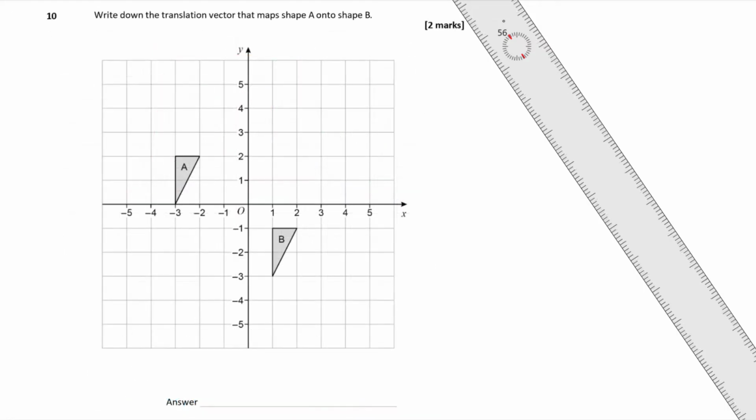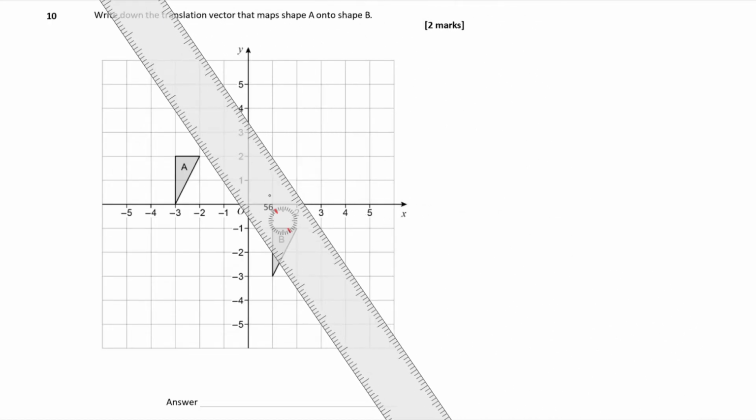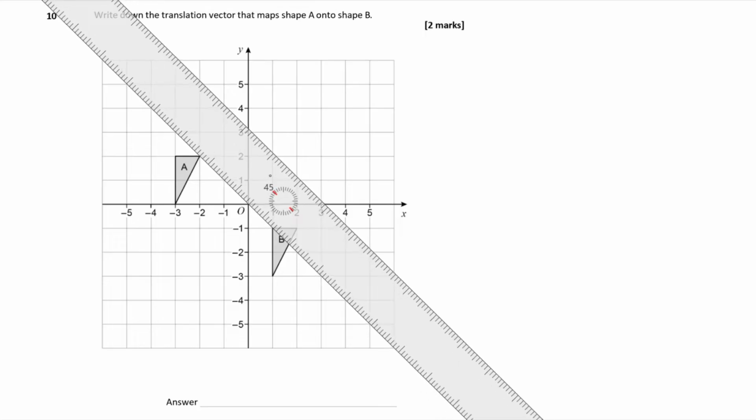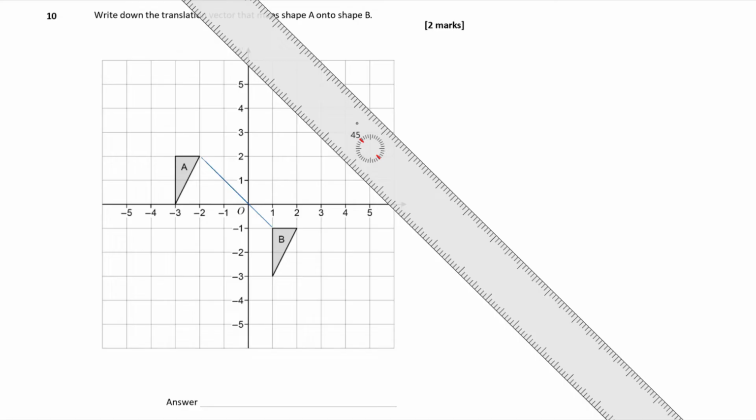Question 10. Write down the translation vector that maps shape A onto shape B. Now, when you're drawing translation vectors, make sure you are joining like points with like points. I often see students drawing a line between the two closest points on the shape, like that one there. But if I do that, I'm joining the top right corner of A to the top left corner of B, so that's not correct. It has to be like corners with like corners.